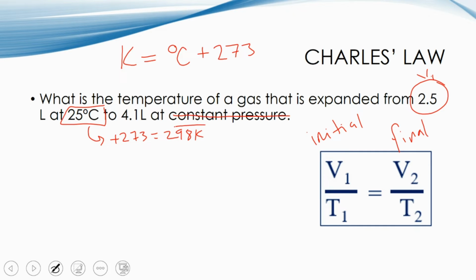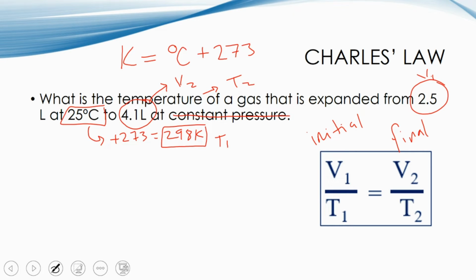That's the number we will actually use for our calculations, and that represents our T1. Now, the question says that it's going from 2.5 at 25 degrees Celsius to 4.1 liters. Because it has the words "going from" and "to," whatever is after that represents the final. So this 4.1 is going to be our V2. And the question is asking you, what is the temperature? So the question is asking you for T2.